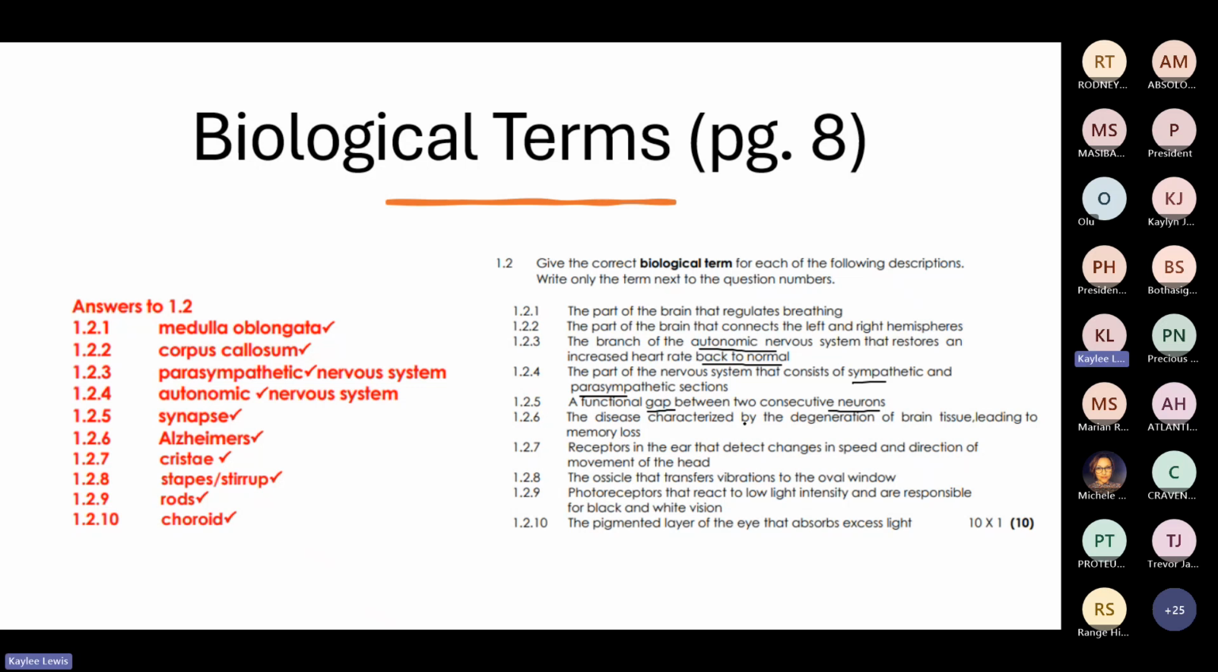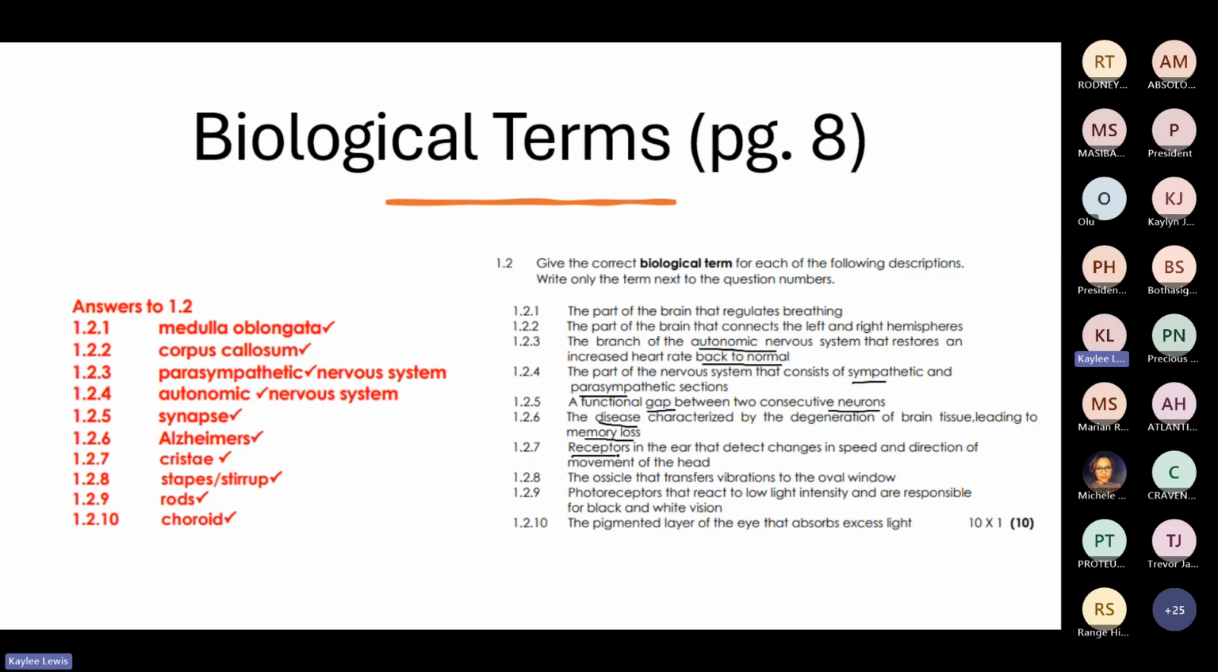1.2.6, the disease characterized by the degeneration of brain tissue leading to memory loss. So there are two diseases you need to know for the nervous system section, which is Alzheimer's and multiple sclerosis. Alzheimer's results in memory loss. Multiple sclerosis is due to your myelin sheath being broken down and no longer there. So therefore, your movements may be slower. But this one wants memory loss, so it's Alzheimer's.